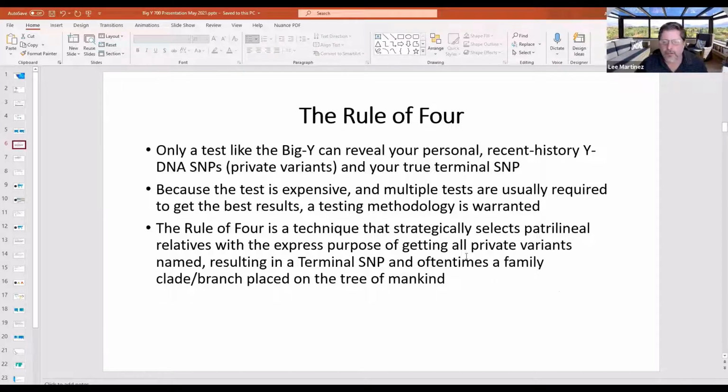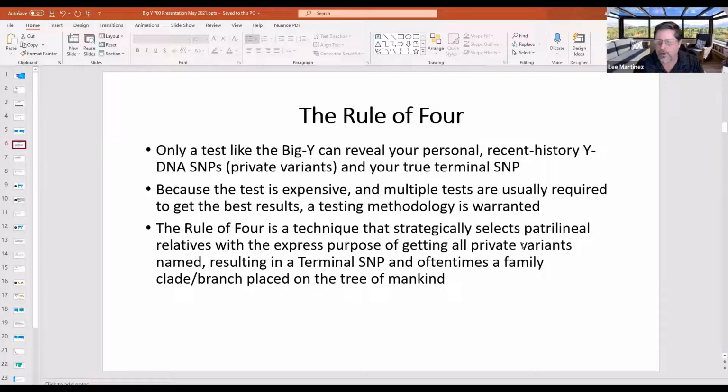It's a technique that strategically selects patrilineal relatives with the express purpose of getting all private variants named. So that's a very important concept, right? Resulting in a terminal SNP and oftentimes a family clade. So there's a couple of concepts here, right? I just explained what a private variant is. It's a mutation that is unknown to science, that is only known because you just took a test.